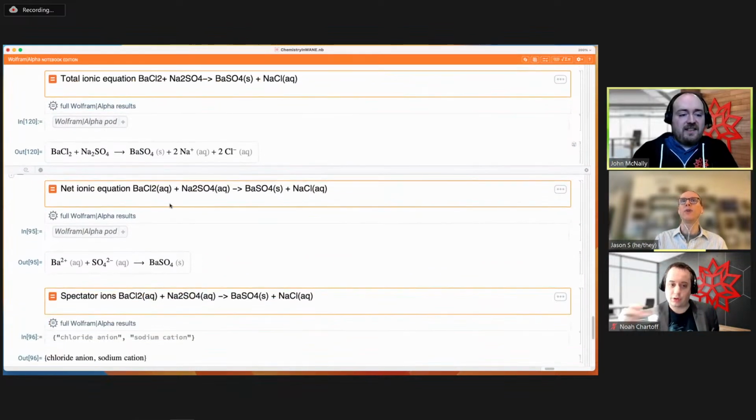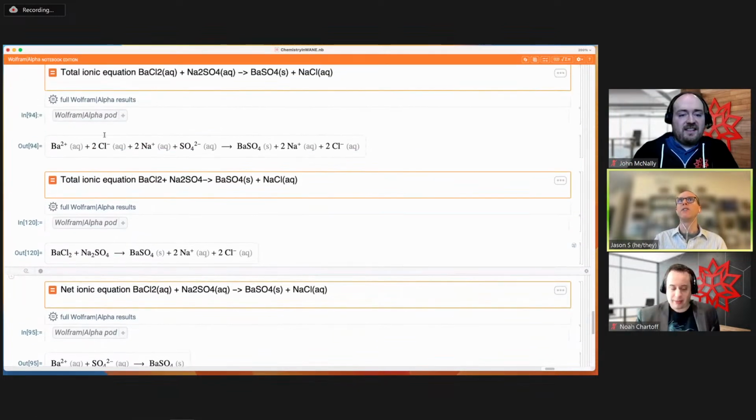So we can also ask for the net ionic equation. Oh, so let me back up. For those that might not know, the total ionic means that you've broken everything up and you've balanced the equation, but you haven't, if you will, canceled out things that might appear in both places. If you'll notice with this total ionic, we have 2 chlorine ions on the left and 2 chlorine ions on the right.